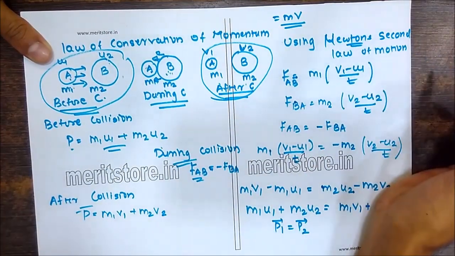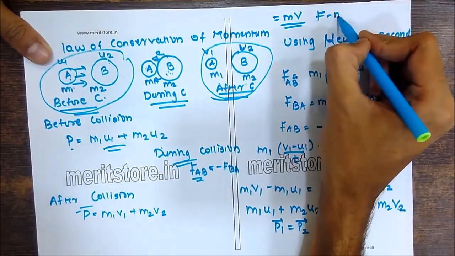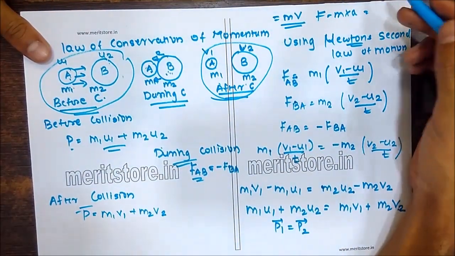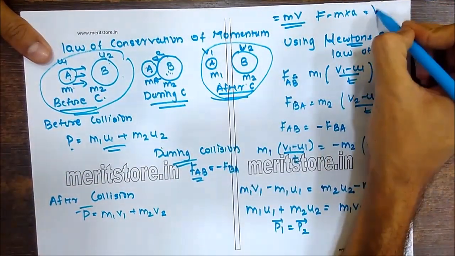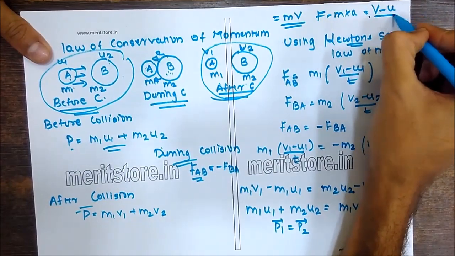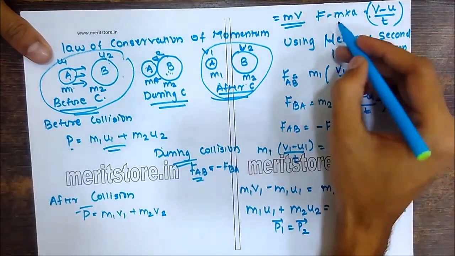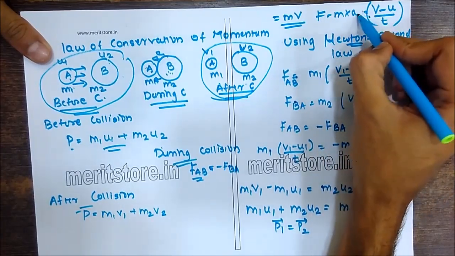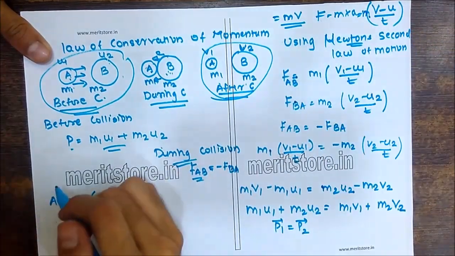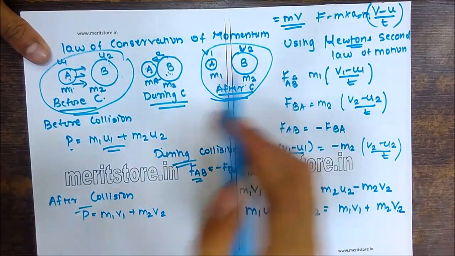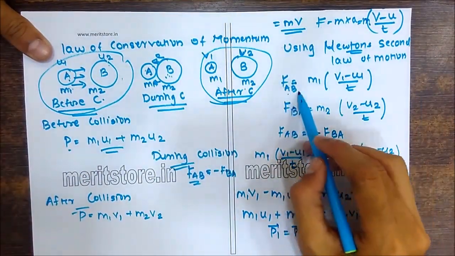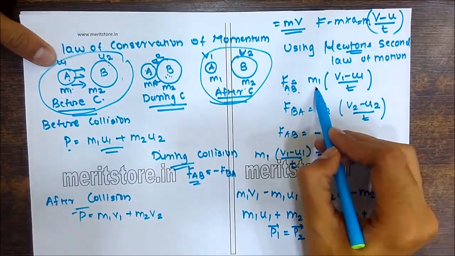So we use Newton's second law of motion, that is force is equal to mass into acceleration. Now what is acceleration? Acceleration is the change in velocity upon time t. That change in velocity is final minus initial, upon time t. So your equation becomes F equals m times (v minus u) upon t. That force can be from A to B or from B to A. We'll find both of them. From A to B, the mass becomes m1.